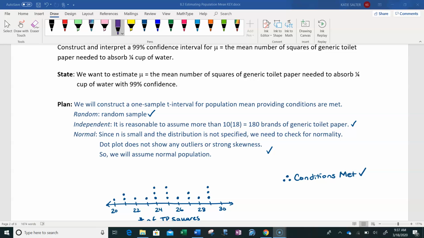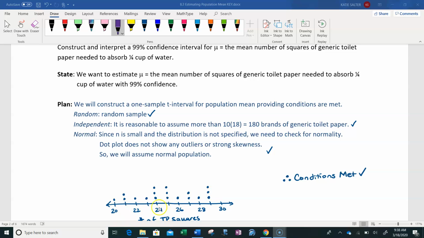All right, so going to the one about the toilet paper soaking up the water, we do our state, and then in our plan, make sure you state the name of the interval you're using. So a 1 sample t interval for population mean. Check your conditions: random, because it says random sample, independent, there's your 10% condition, and then normal. Because n is small and the distribution is not specified, we need to check for normality. This is really, really important.